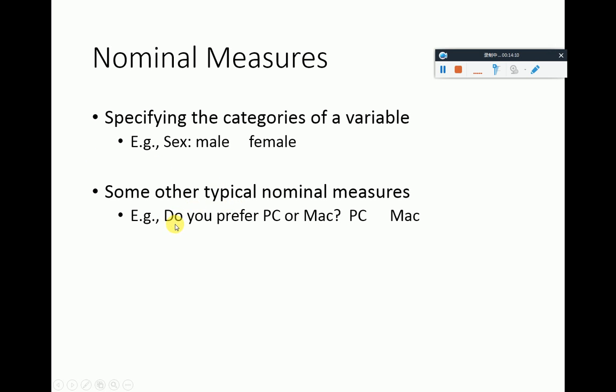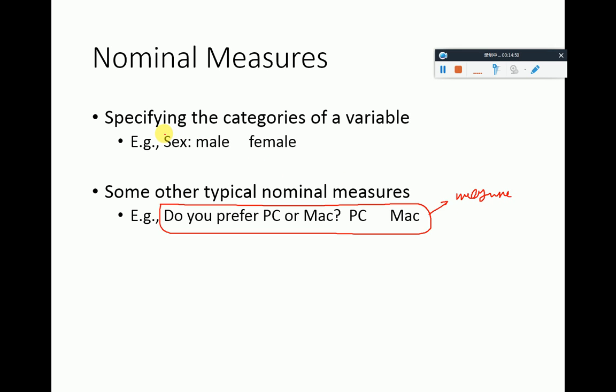So, for example, if we ask people this question, do you prefer PC or a Mac, right? And we give them two choices. This whole question plus the answers that we provide is a measure. So here it's very easy to confuse a nominal measure with a categorical variable.